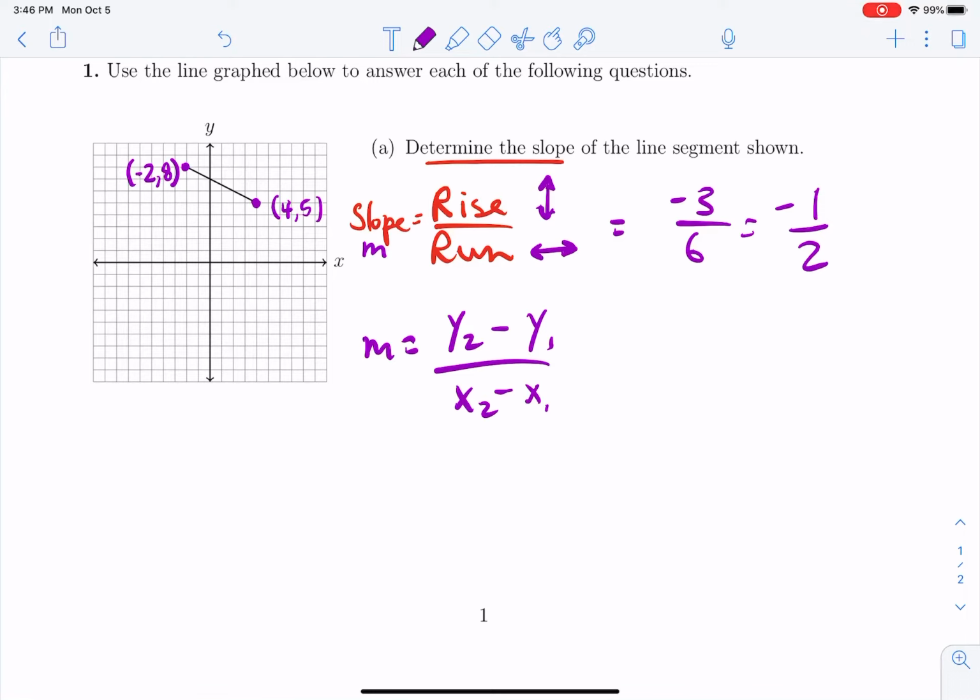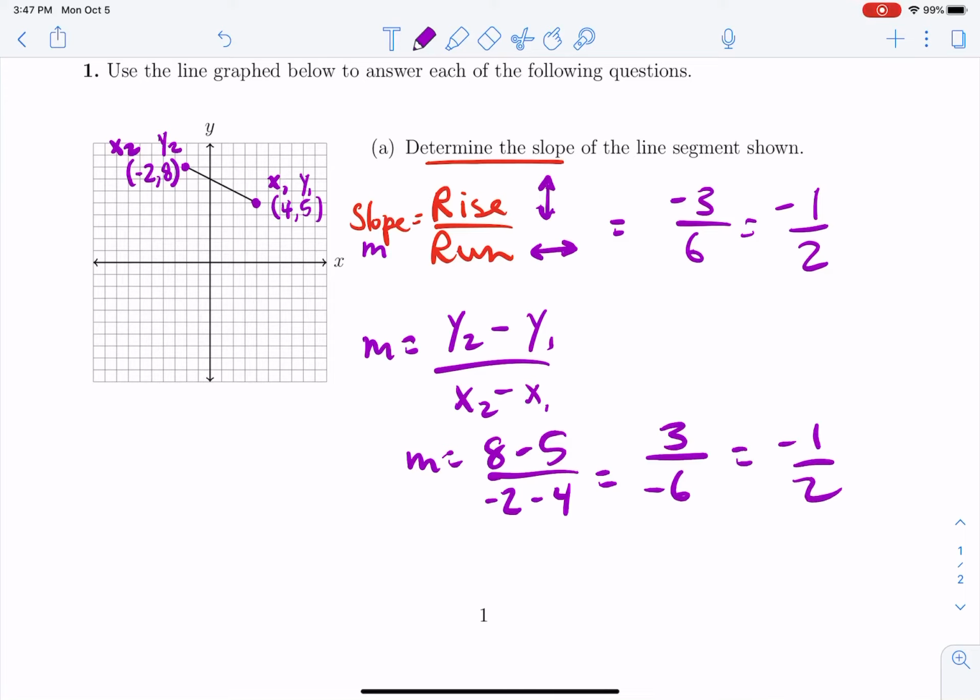Our difference in our y's, our change in our y's. We just have to decide what's our first y point, what's our second. This is a little bit arbitrary, so you can decide it in whatever way you want. So if I say that my y2 is 8, my y1 is 5, then m equals 8 minus 5 over. Now, if our y2 is over here, our x2 has to be over here, so that's -2, and our x1 is here, 4. When I simplify that, I'll get 3 over -6, which is the same, -1/2.